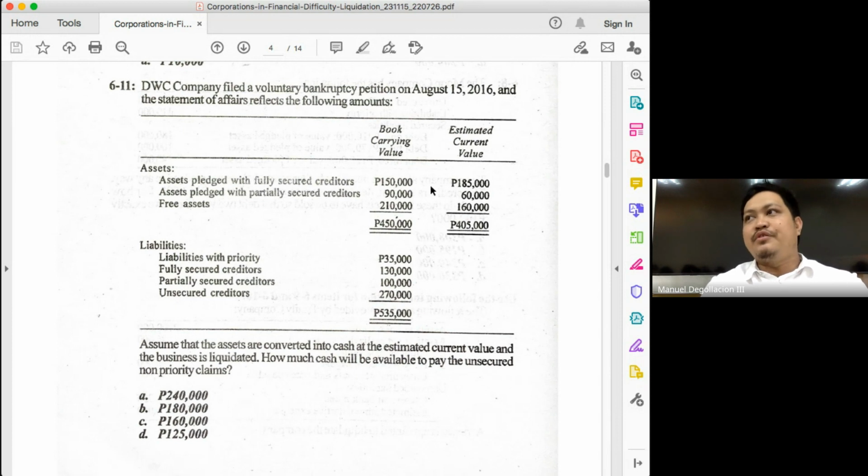And what is the first of the two things that you should remember for your net free assets? Add the excess on your fully secured. How much is our fully secured liability? It is 130. Do we have excess assets after paying the fully secured liabilities, class? Yes, because the fully secured liability is only 130 and the value of the assets pledged for the fully secured creditors is 185.